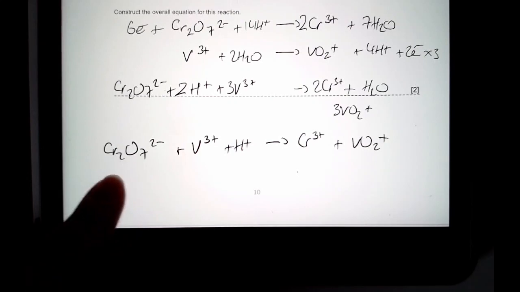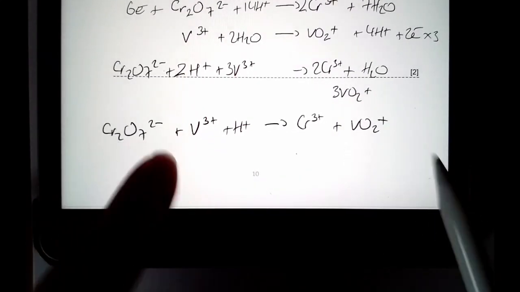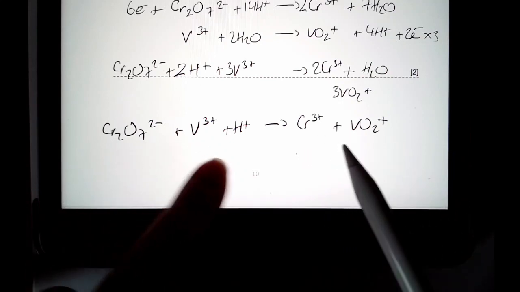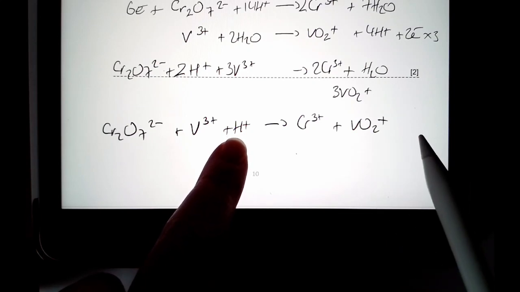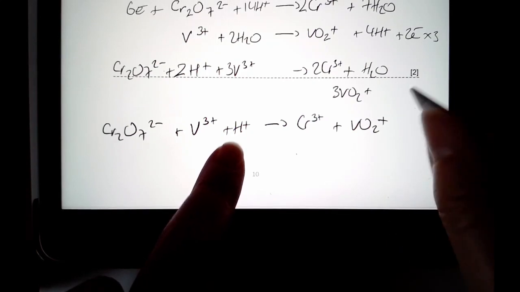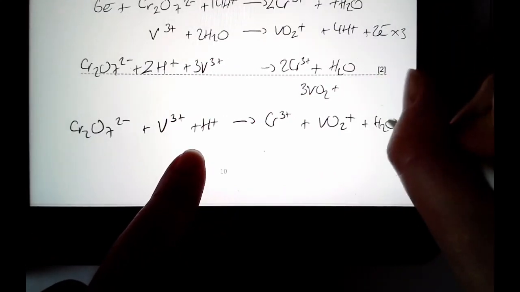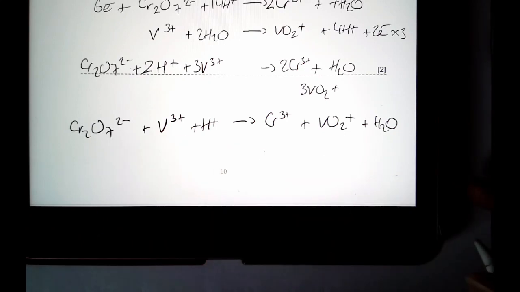So the first thing I'm going to do is make sure that I've got all of the elements the same on both sides. So I've got my chromiums, I've got oxygens, I've got vanadium. Because it's acidified, I've got hydrogen there that I don't have on the right-hand side. So in order to even that out, if I've got hydrogen on the left, to introduce hydrogen on the right, I'm going to be adding H2O. So now I've got a full equation. I'm going to use oxidation numbers in order to balance it.